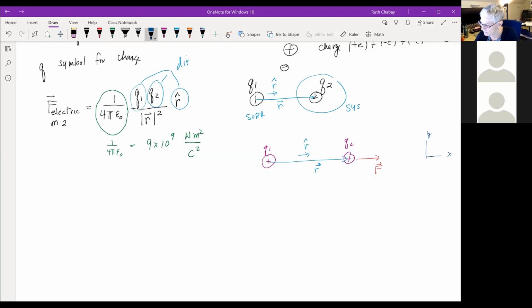So let's see if that works out. In our equation, we have a 1 over 4 pi epsilon 0, that's positive. We have a q1, that's positive. We have a q2, that's also positive. We have the magnitude of r squared, that's positive. And so we're multiplying r hat by a positive number, so the force will indeed be in the direction of r hat. In this case, by inspection, we see that r hat is equal to (1, 0, 0).